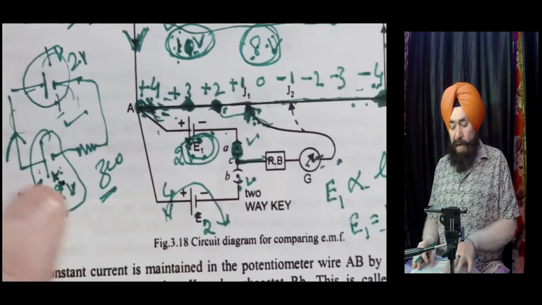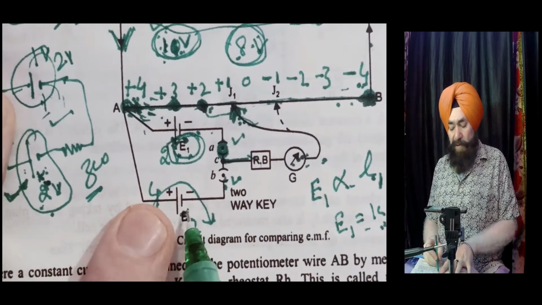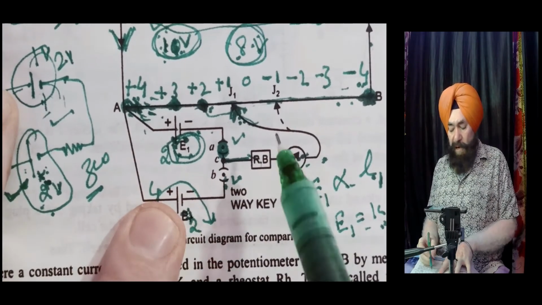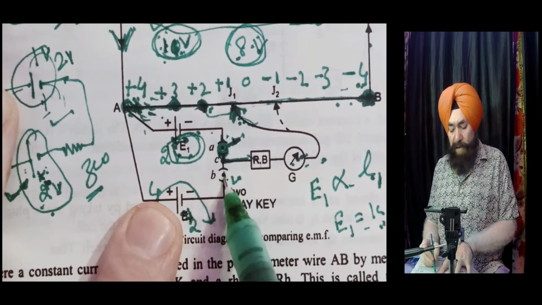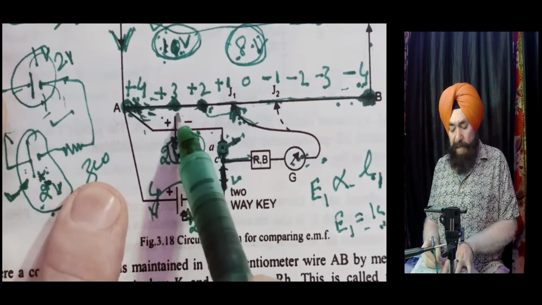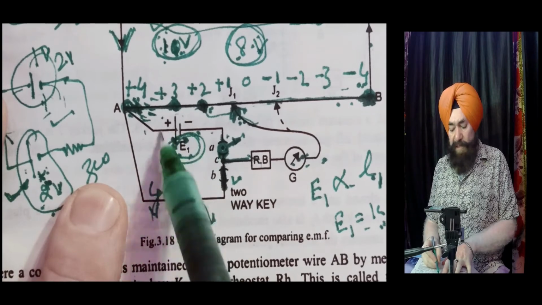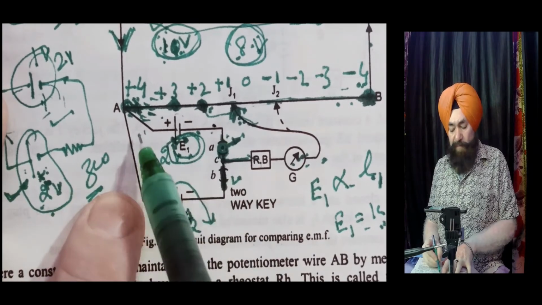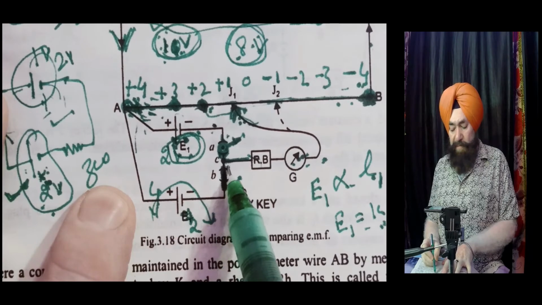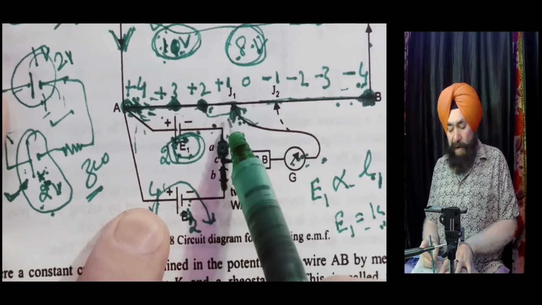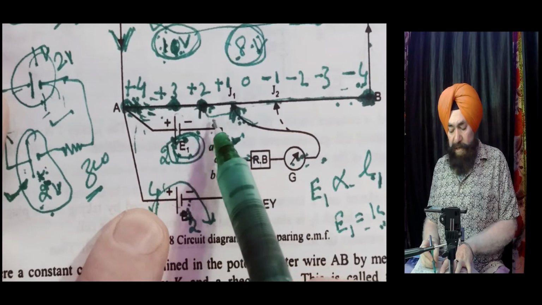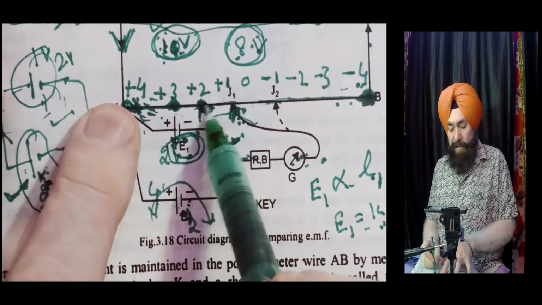Okay. Now I am coming to the second cell, which is of 4 volt. Now I release the key from here. Now this circuit is broken and I connect this circuit. Now this EMF E1 cell will be out of the circuit, and now the E2 cell comes into the circuit. Okay. Now I touch the jockey at the previous position, here.